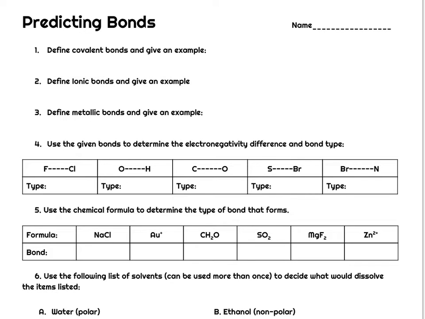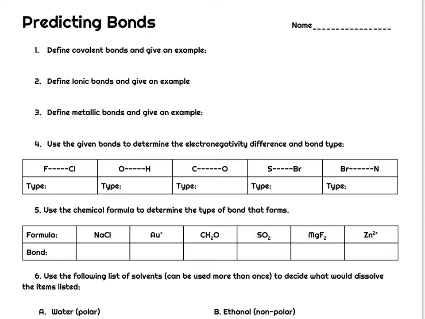Alright, so the worksheet is pretty self-explanatory, but I just want to go over a few things. So for the first part, number 1, we're talking about defining covalent bonds and giving an example. All I really want you to do there is say what makes a covalent bond, what makes an ionic bond, and what makes a metallic bond, and give an example of each. Okay, so what are some elements that make up a covalent compound? What are some elements that make up an ionic compound? And what is an example of a metallically bonded compound?